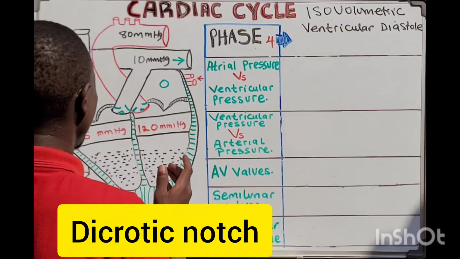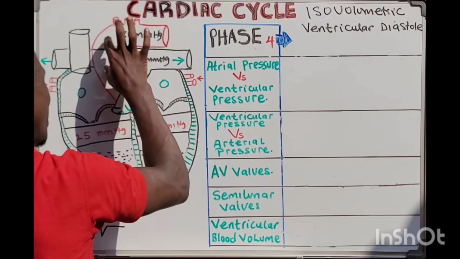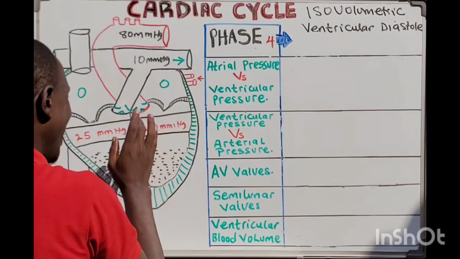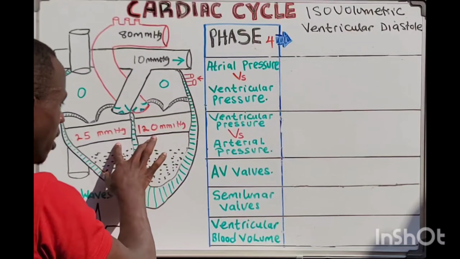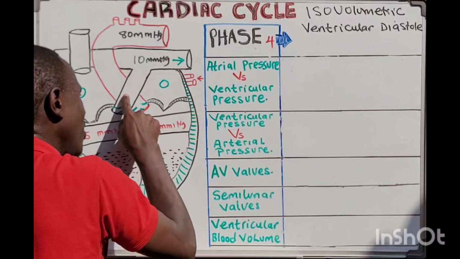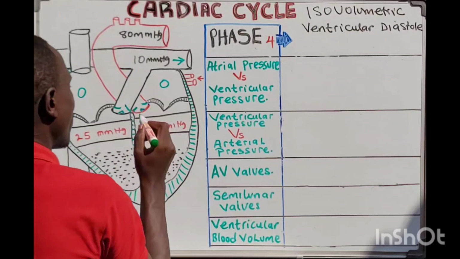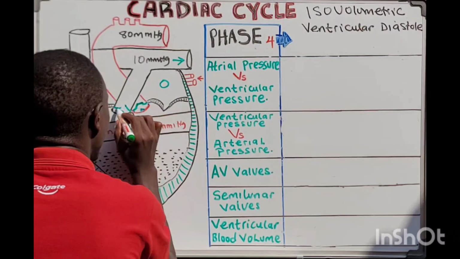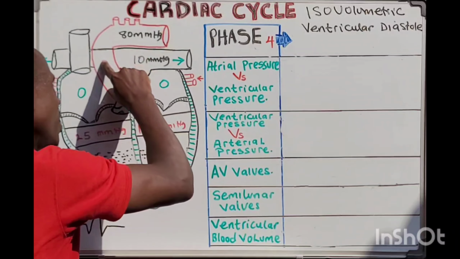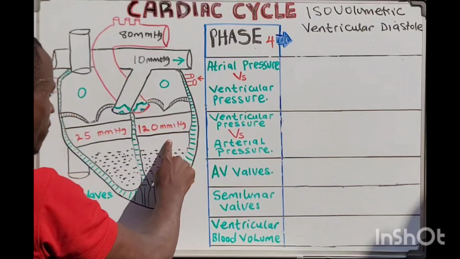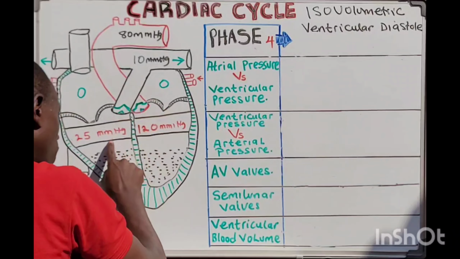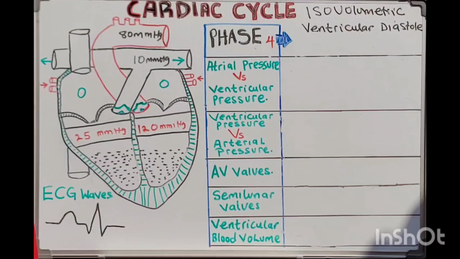Okay, so now what we are seeing is that the pressures within the aorta and the pulmonary circuit are going to be higher than the pressures within what we call the ventricles. Now, what does that mean? It means that the semilunar valves are going to be closing again. The reason they close is that we don't want blood from the aorta to flow back into the left ventricle, and we don't want blood from the pulmonary arteries to flow back into the right ventricle.